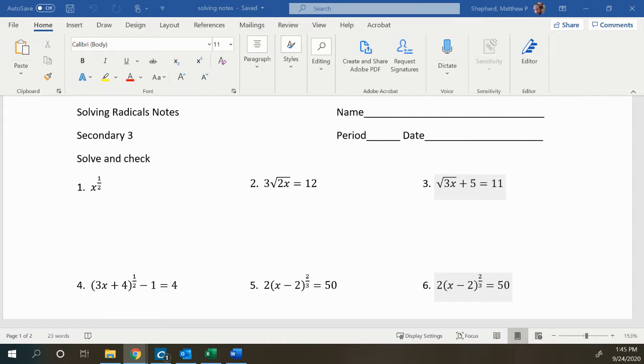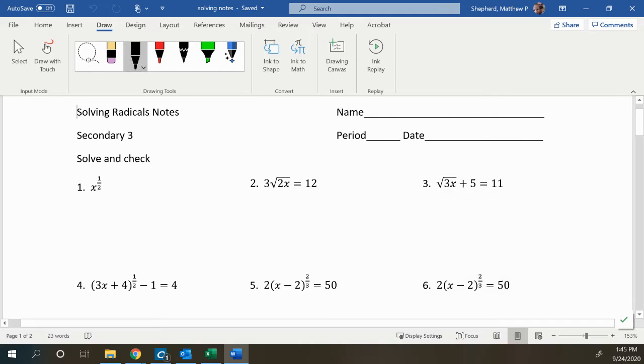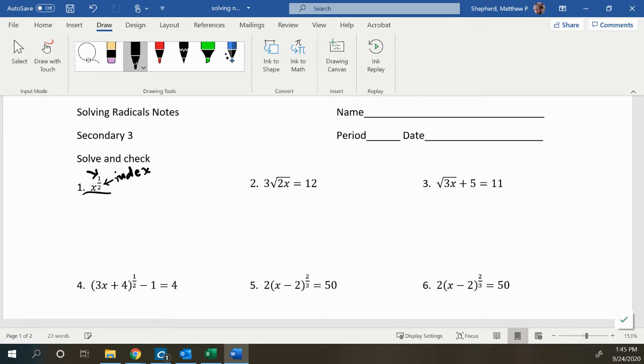Okay, so let's talk about solving radicals. Here we've got several problems. Now, first thing I want you to remember, we don't see a radical here in problem 1, but any time you've got an exponent that is some fraction, the denominator is the index of the radical that we're going to have. Your numerator is just going to be the exponent of whatever we see there.